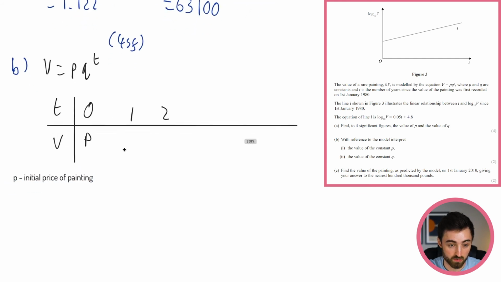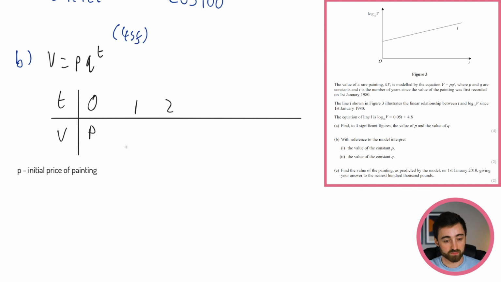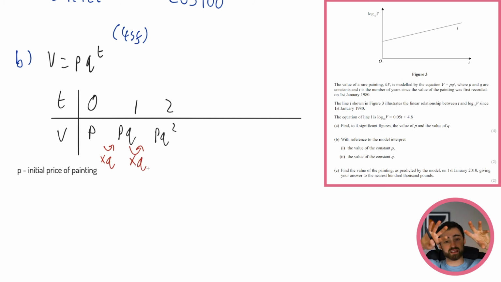Now, what happens as t goes up? So if t equals 1, so like 1 year later, what's going to happen? Well, I'm going to get P times Q to the 1. In other words, P times Q, right? T equals 2, I'm going to get P times Q squared. So what's happening to get from one year to the next? I just multiply by Q each year, don't I? So Q is almost telling me my proportional increase in value of the painting.